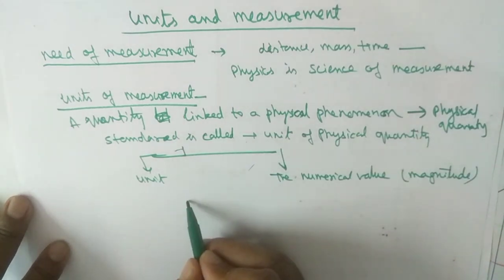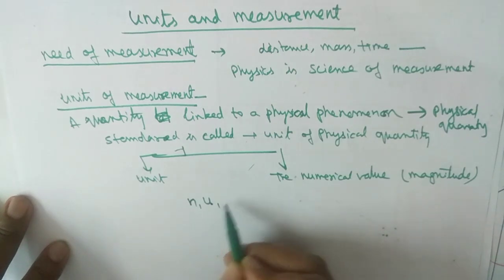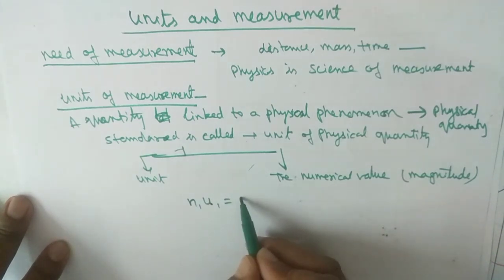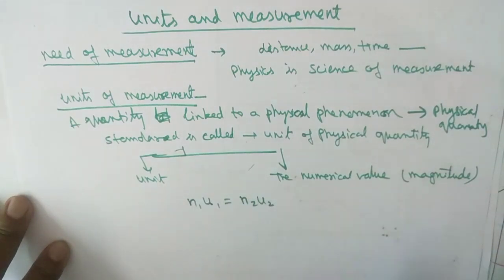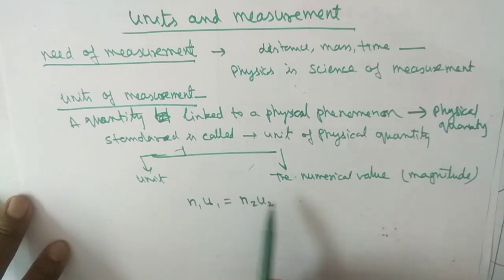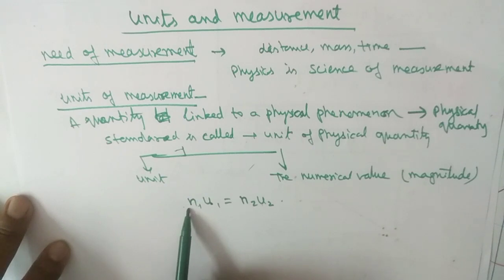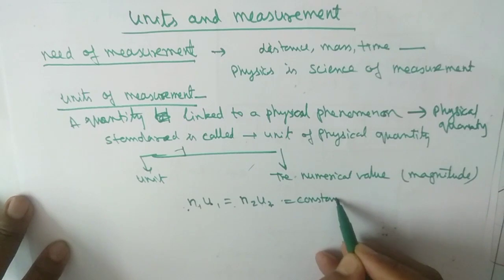Remember, the product of the numerical value and the unit in one system is always equal to the product in a second system, with unit u2. The product always remains constant. That is, the numerical value of a physical quantity is inversely proportional to its unit. The product of numerical value and unit is always constant, remember.